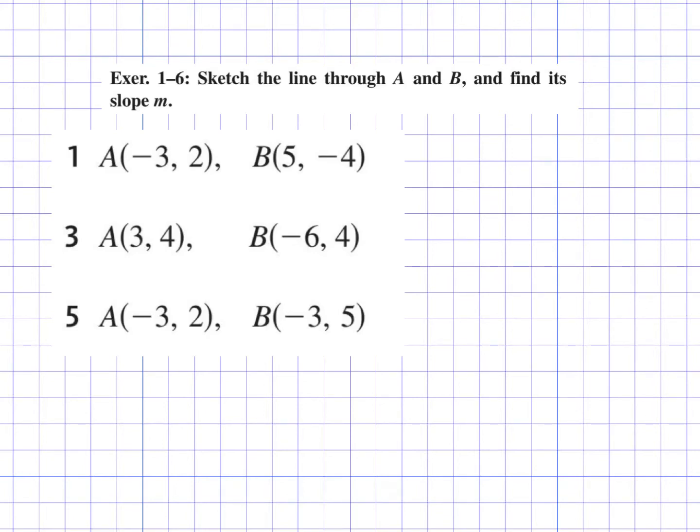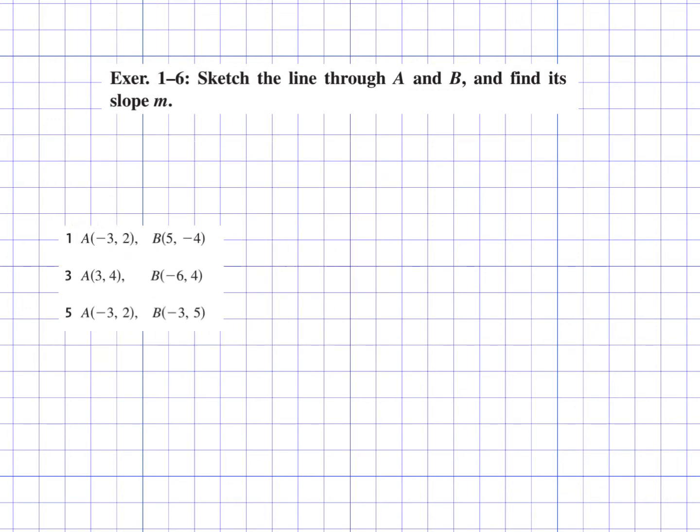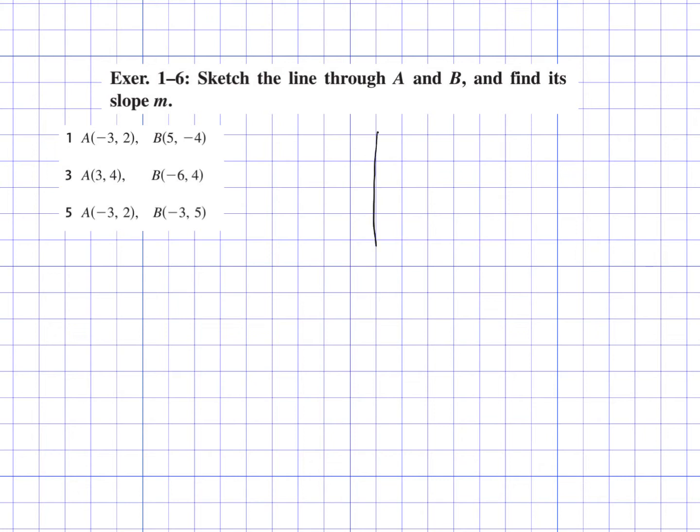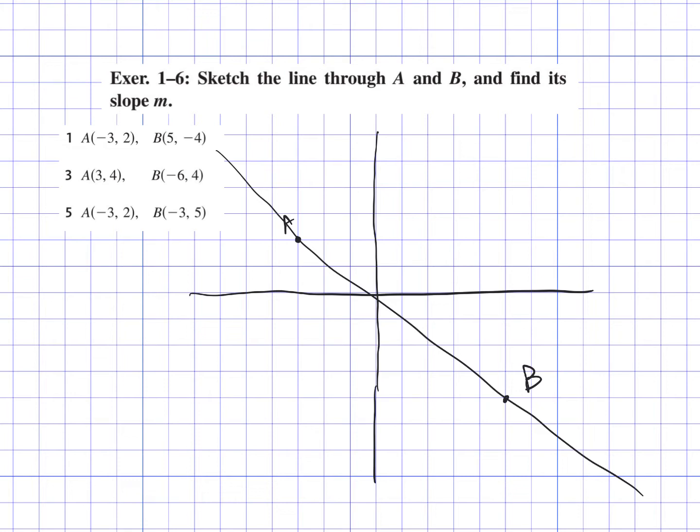Okay, this is 3.3. We're sketching the line through A and B and finding the slope. So we're going to draw a nice, neat graph, put everything on the same graph here. A is at (-3, 2) and B is at (5, -4). Again, we can just freehand that. And that's number 1. And we need to find the slope.